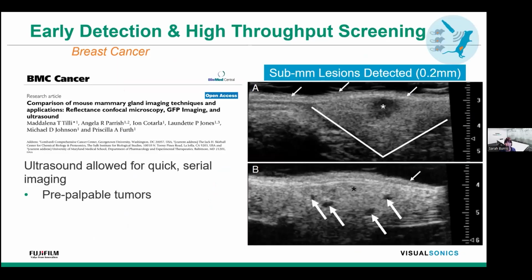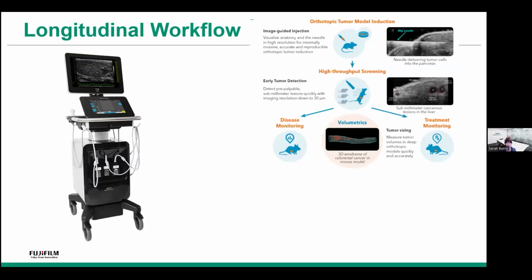Now, once you've injected your tumor cells, you're going to want to start to watch them grow as soon as possible. Our system allows you to visualize these tumors when they're as small as 30 microns. And of course, if these tumors can be detected far before they're palpable, then the results of your experiment may have more translational relevance depending upon the model.